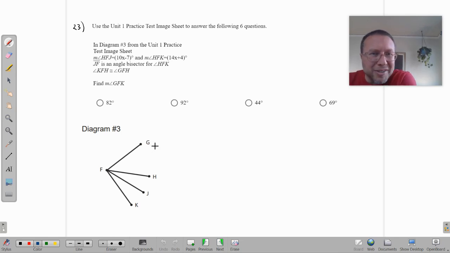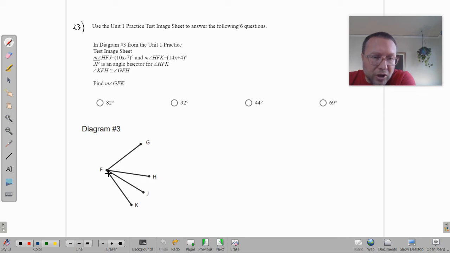Number 23 is going to be a similar problem to the last one. 22 was looking at segments and adding those segments together. So this is going to be similar, but instead of segments, we're going to be looking at angles. As with all these problems, the crucial part in the beginning is taking your time to make sure you get the diagram set up correctly. So I would go ahead and write this diagram out on my scratch paper, so that I could label it.